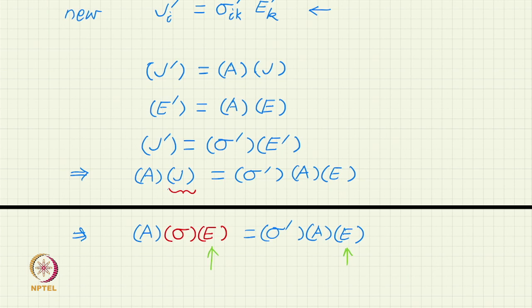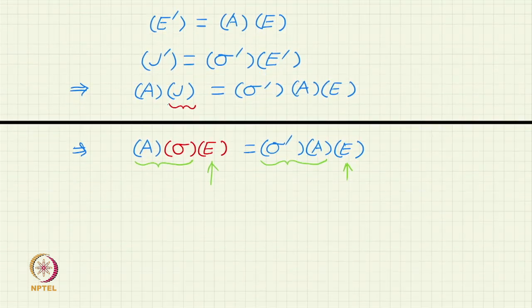Now you can see that on the right hand side we have the same column E, and we can vary this electric field. So, this is a variable column, and the left hand side is equal to the right hand side, which means the product of these two matrices on the left and the product of these two matrices on the right have to be equal. So, we equate that. We can say A sigma is equal to sigma prime A.